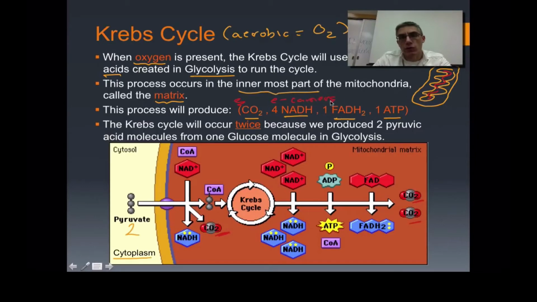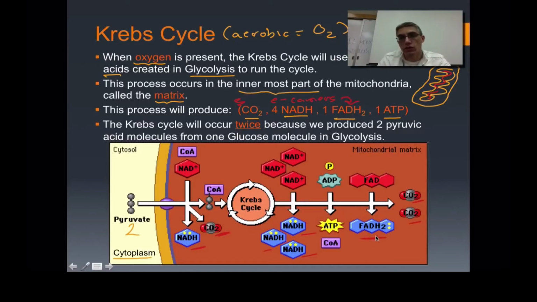These represent the electrons, and we're going to produce 4 NADHs. And so we have 1 that was produced early on, we have 2, we have 3, and we have 4. And these electron carriers are going to carry these high energy electrons to the electron transport chain, just like they had done in glycolysis.